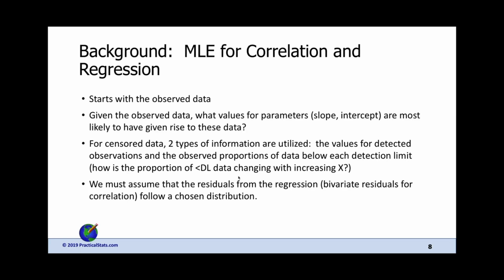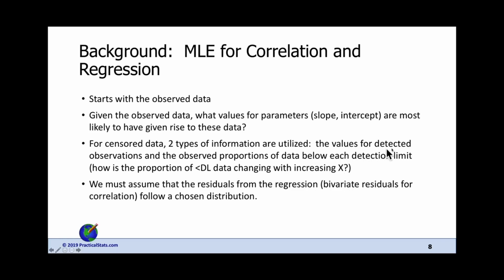All right, so what is maximum likelihood estimation? Basically, it starts with the observed data. And given that observed data, what values for parameters, slope and intercept, are most likely to have produced those data? And so what does it look at when it's looking at the data? It looks at two types of information.